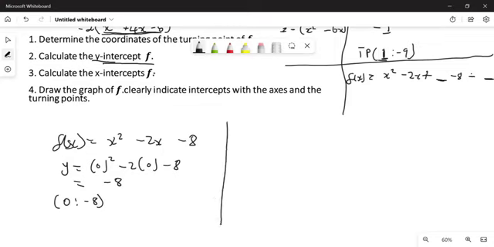Okay, let's go to the next one then. How do you get your x-intercept? y should be 0. So you have 0 equal to x squared minus 2x minus 8. Then after this, you're going to factorize again.